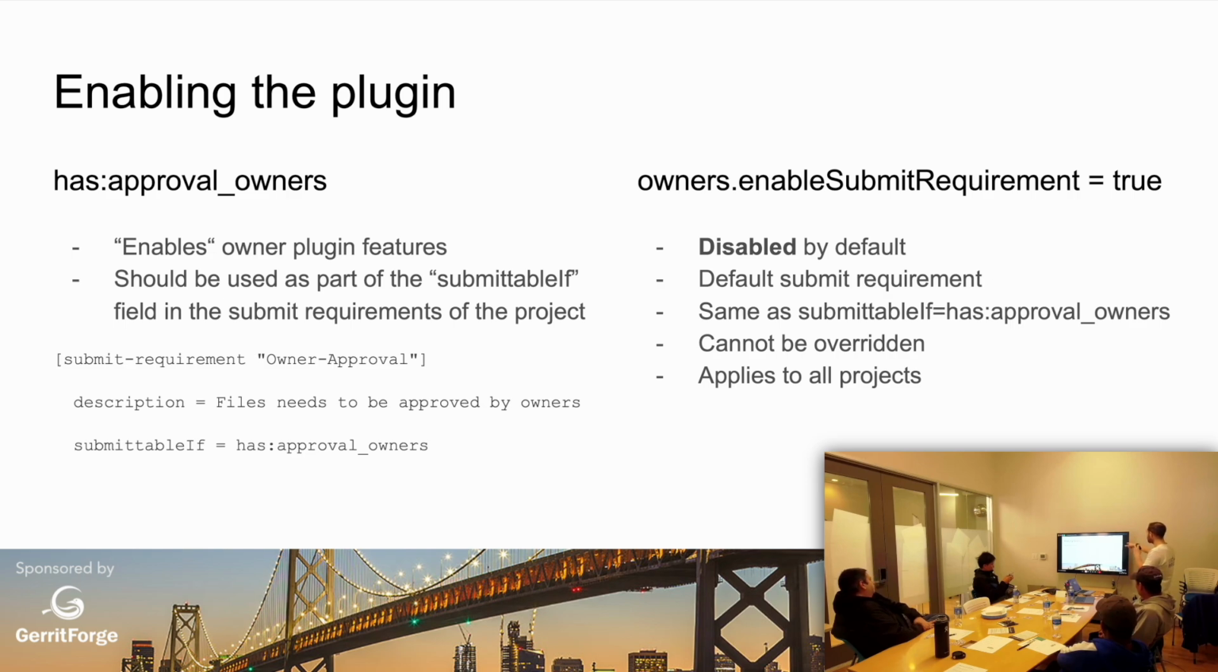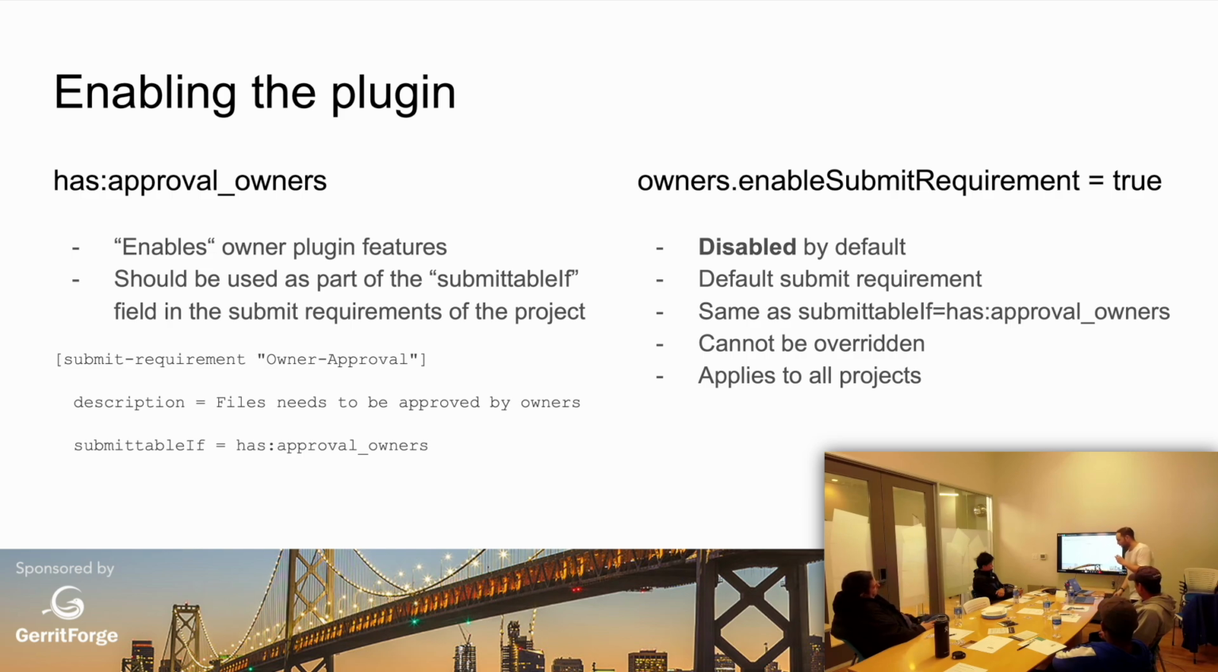And then the owners enable submit requirement. It's actually not a predicate. It's a configuration value that you need to put in your Gerrit config. It's disabled by default, so these are not enabled as soon as you install it. And it's essentially the default submit requirement. It uses the same logic as what you would do if you did this. So essentially it just ensures that all of the applicable owners have approved the change. It cannot be overridden and applies to all of the projects. So just something to keep in mind.